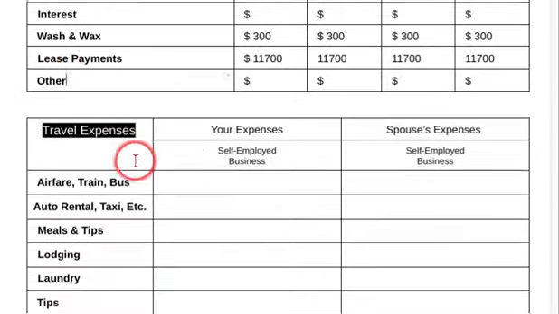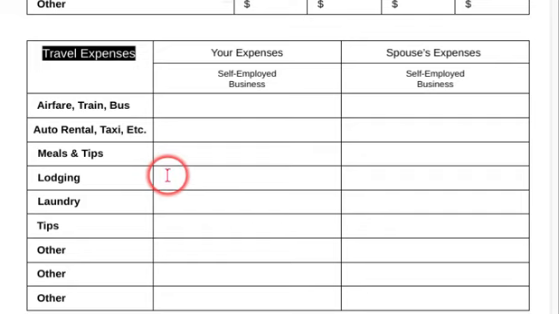Alright, and then travel expenses. Now, travel expenses pertaining to the business. Alright, so airfare, train, and bus, any amount there. Alright, now auto rental, taxi there. Ride share would also be included in that. Just make sure you label it.